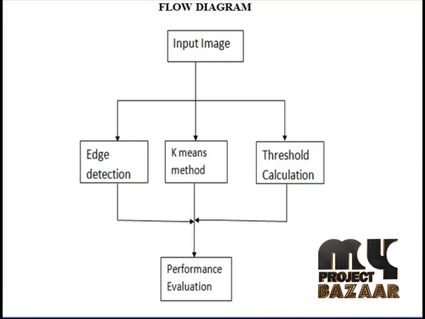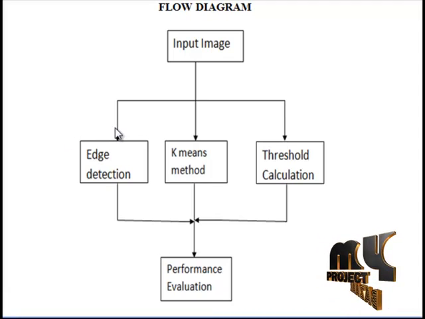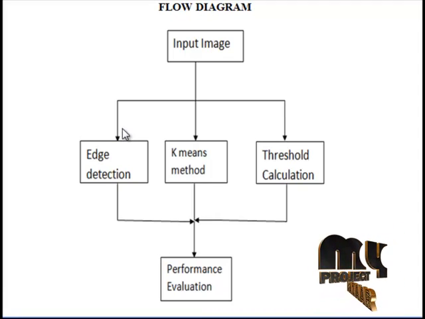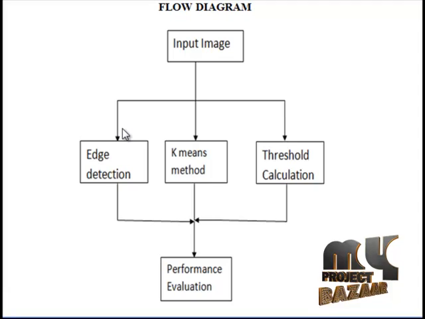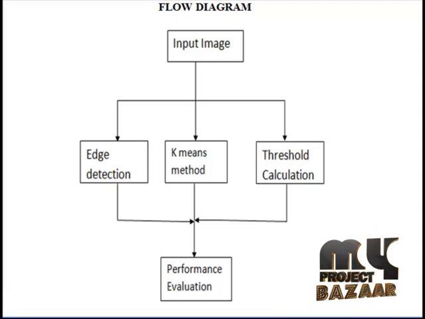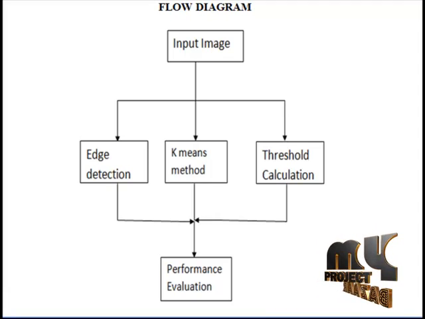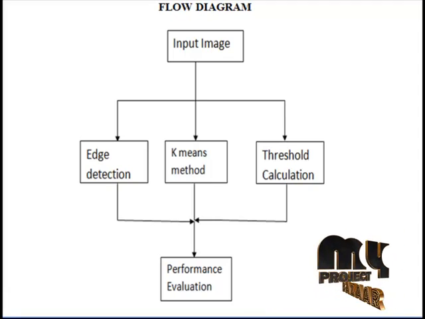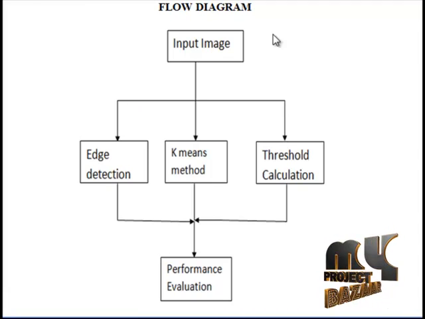The final process of our segmenting process is the performance evaluation. This evaluation measures the performance of the segmented image using the three segmentation methods: edge detection, the k-means method, and threshold calculation. We use PSNR calculation to evaluate the performance of the segmented image. This is very useful to know how those segmentation methods work and what performance ranges occur in each of our segmentation methods.